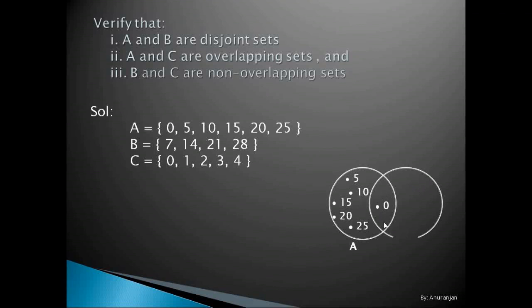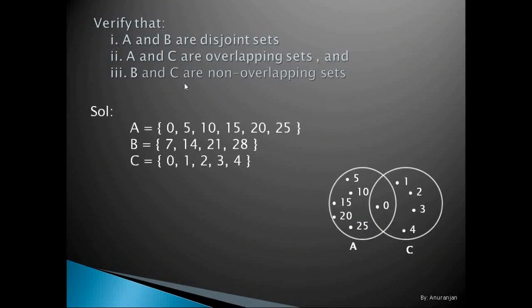Now here, why are we drawing C like this? Because 0 we can see is common in both the sets. So this part will show the common element, and remaining elements 1, 2, 3 and 4 can be presented here, which are present only in C. So here we can see there is at least one element that is common between the two sets. So what happens when at least one element is common? The two sets are said to be overlapping sets, right?